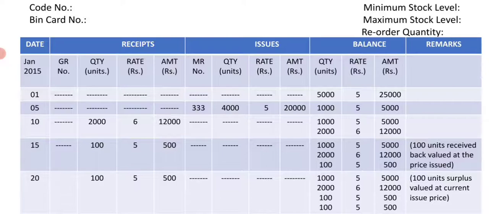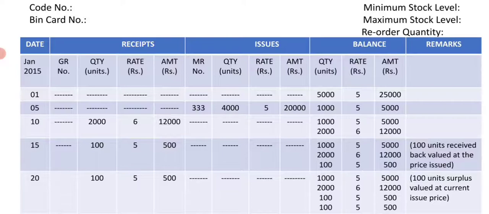So the first transaction is on 1/1/2015, stock of materials 5000 units at rupees 5 per unit. That is the opening balance on 1/1/2015. First we will write down the opening balance in the balance column. In the quantity column we write 5000 units and the rate is 5. So 5000 into 5 is 25,000 rupees.